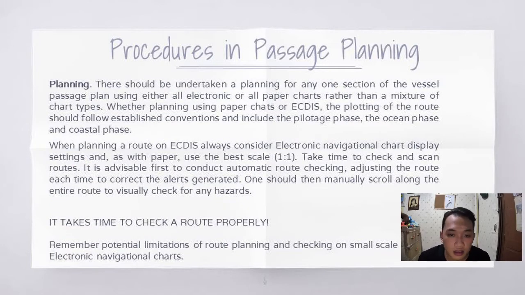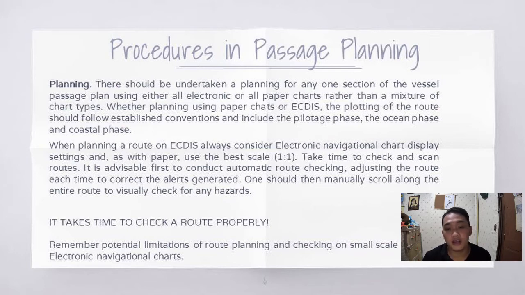Planning is the next procedure in passage planning. There should always be an undertaking plan, whether using the manual or all electronic, paper charts or ECDIS. When planning a route on the ECDIS, always consider the pilotage area, the ocean phase, and the coastal phase. So when using the ECDIS, always consider electronic navigational chart display settings and, as with paper, use the best scale. So, time to check and scan routes.